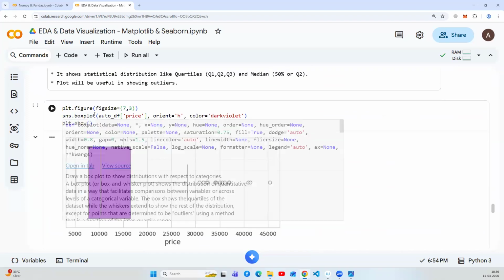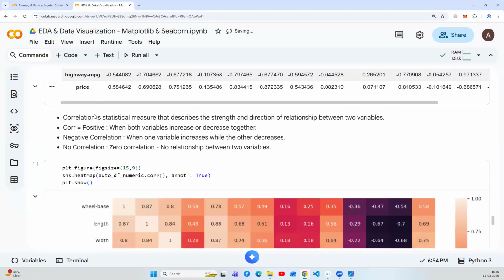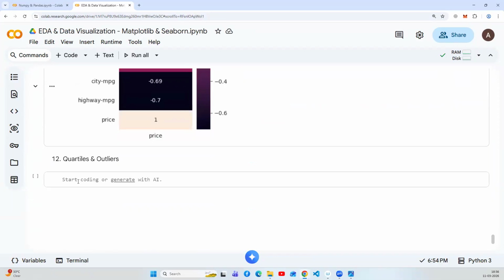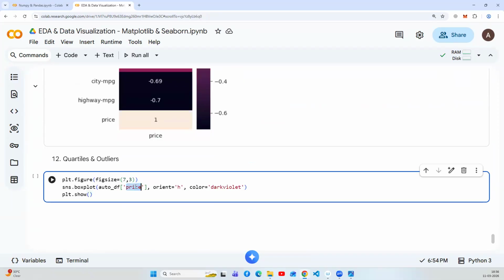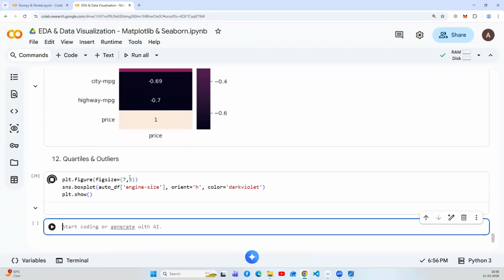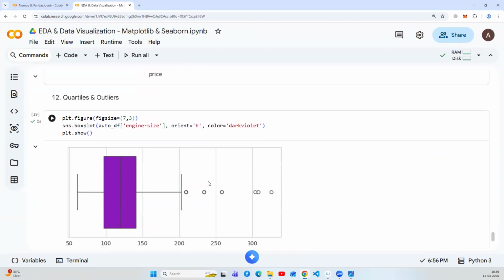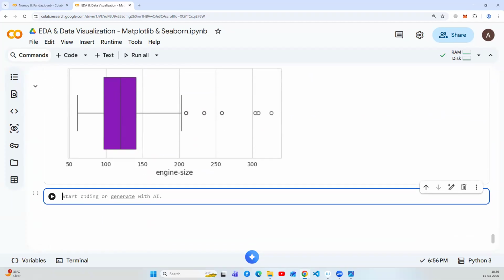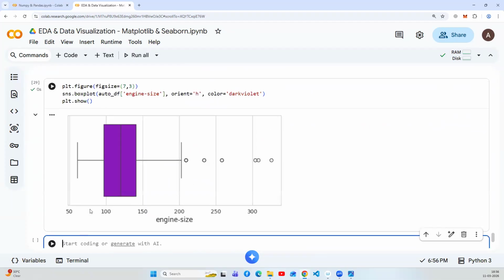A box plot is one of the best plots to identify the presence of outliers in the data set. Let's replace it by engine size. This has these many outliers present, so pretty few in number, no problem. We just have to identify them.